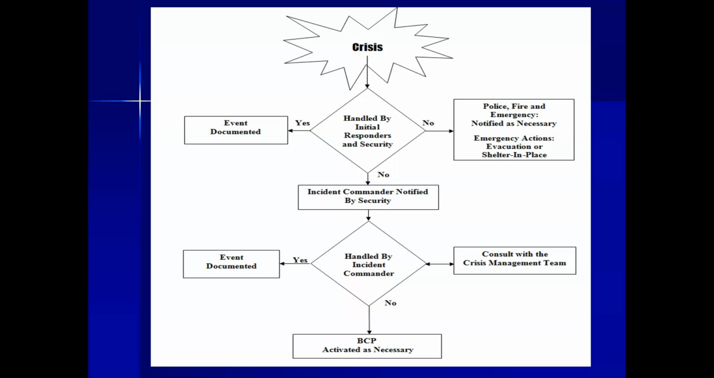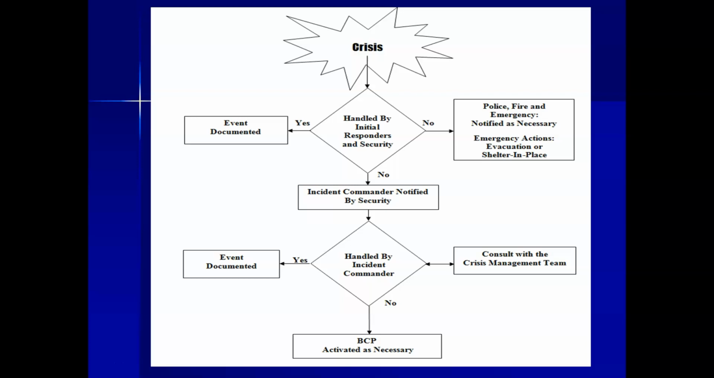I'm just going to leave this slide up. As you can see, you start with your crisis, moves down, and you identify whether it was handled by initial responders and security. No, it gets passed off to the police, fire, emergency. They're notified as necessary. Emergency actions are evacuation or shelter in place. Now, if it is handled by your initial responders, the event is documented.